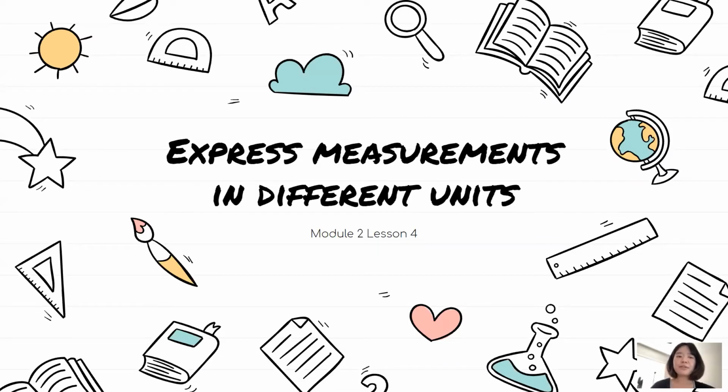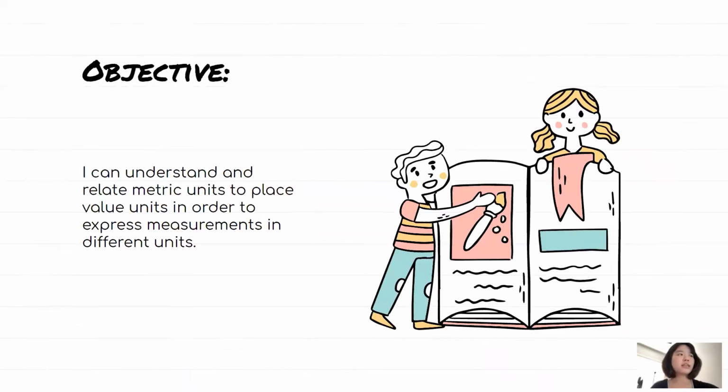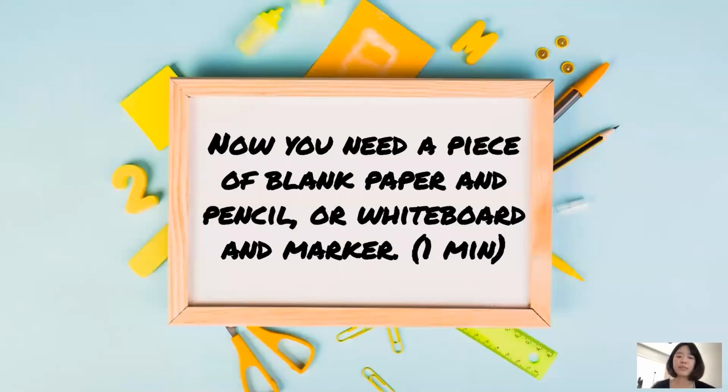And today we're going to learn about how to express measurements in different units. Today's objective is: I can understand and relate metric units to place value units in order to express measurements in different units. Now you will need a piece of blank paper and pencil, or a whiteboard and marker. I will give you 1 minute to go get those materials.